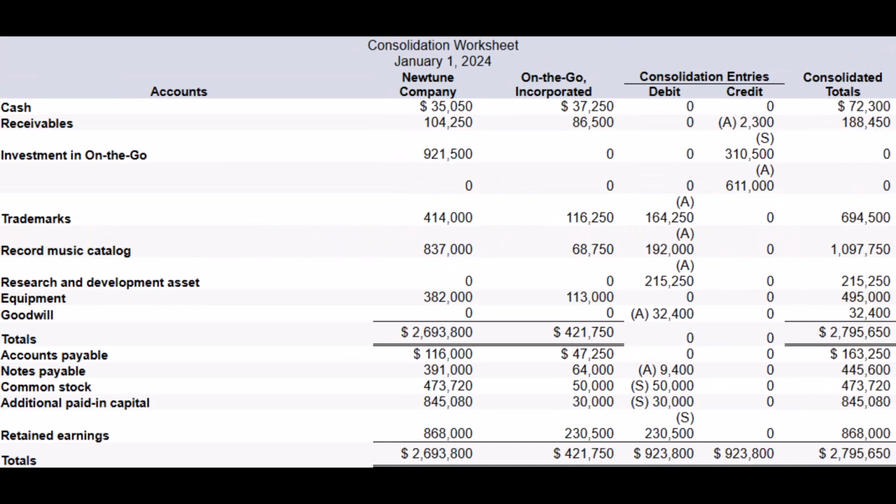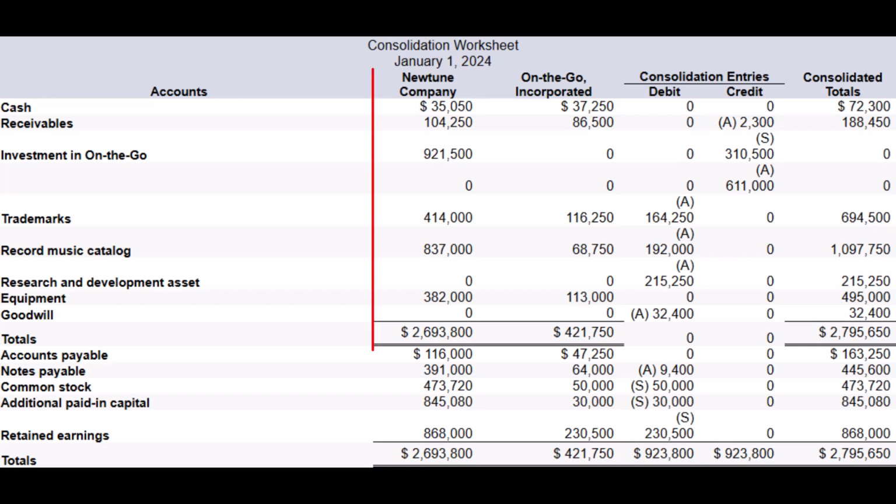So, if the assets and liabilities aren't on Newtune's books, how do we present a single, combined set of financials to investors? We use this, a consolidation worksheet. This is a tool. It exists only in our work papers, not in the official accounting records of either company. Let's look at the columns.